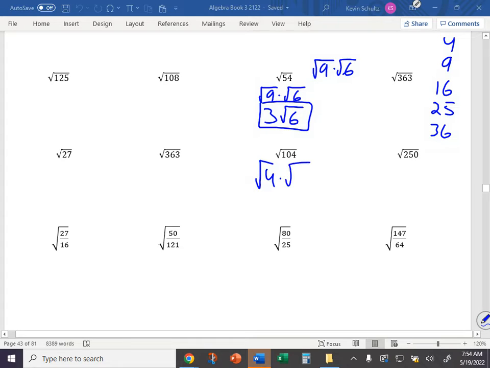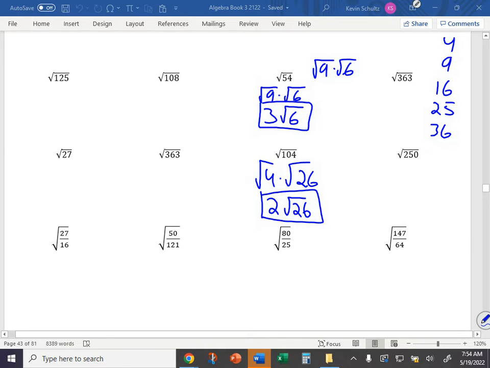So root 4 times root 26. Root 4 becomes a 2. Root 26, don't know, don't care. We cannot simplify root 26 any further. It doesn't have any perfect square factors. Yesterday, the question was, will this extra root always be a prime? And in the 2 examples that we've done, no, right? But the problem is 26 doesn't have any perfect square factors. So you cannot go any further. 6 has no perfect square factors. So you cannot go any further.